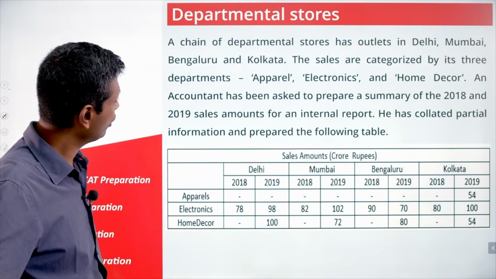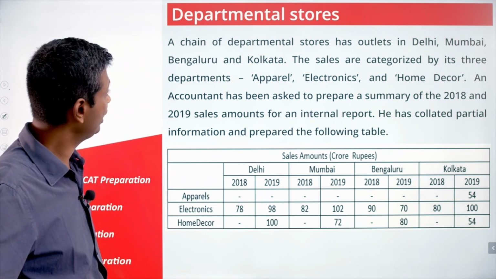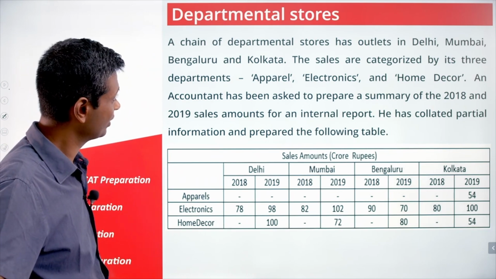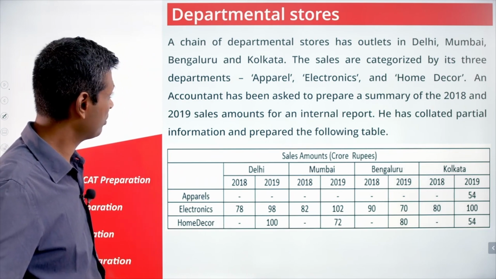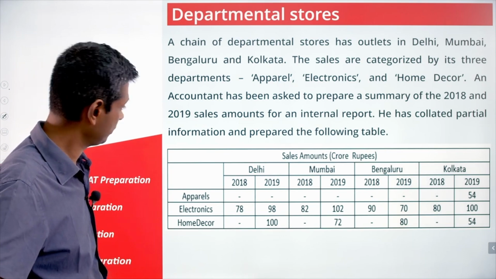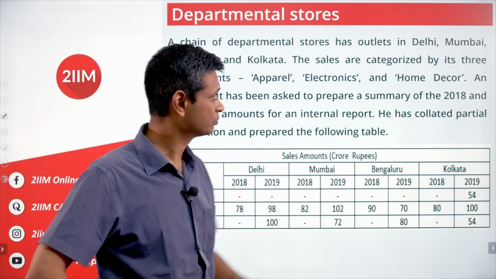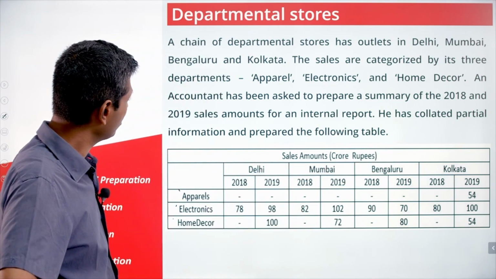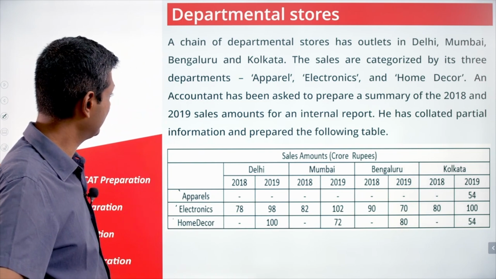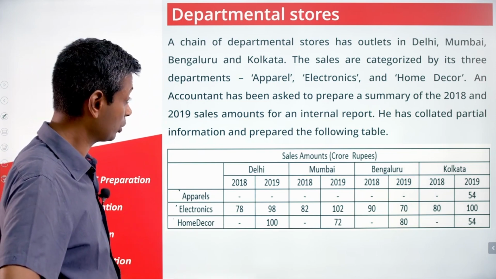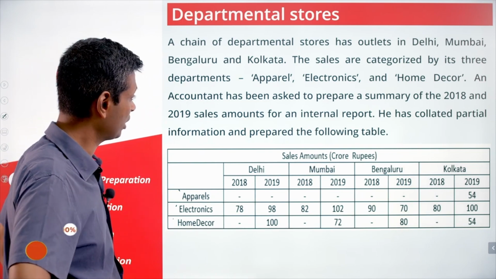Departmental stores. A chain of departmental stores has outlets in Delhi, Mumbai, Bengaluru and Kolkata. The sales are categorized by 3 departments: apparel, electronics and home decor. An accountant has been asked to prepare a summary of the 2018 and 19 sales amounts for an internal report. He has collated partial information and prepared the following table.